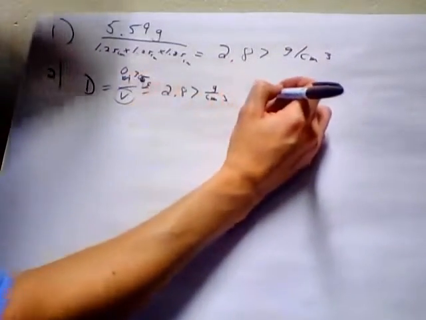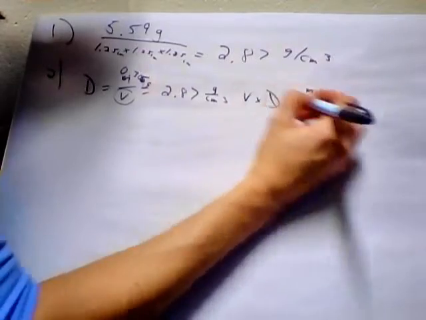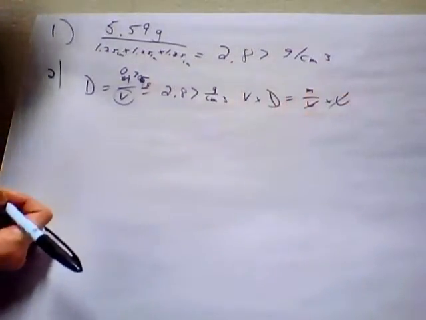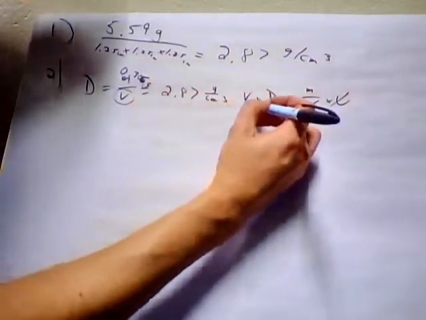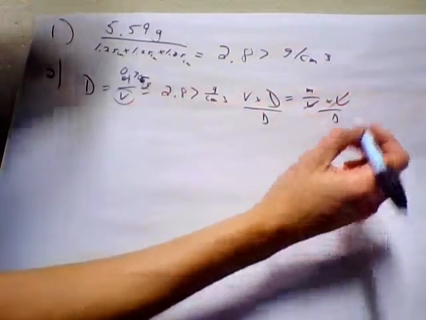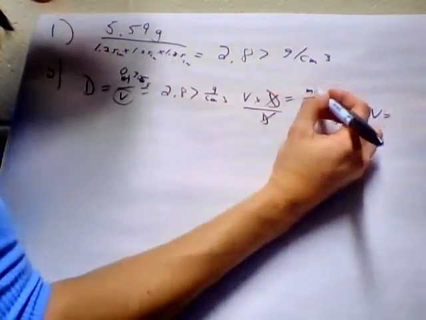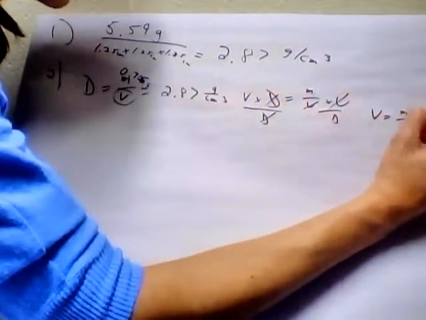So let me just take a look at what this looks like. D equals M divided by V. So I'm going to multiply both sides by V. That gets V out of the denominator. But now we need to isolate V, so I'm going to divide both sides by D. That leaves me with volume equals mass divided by density.